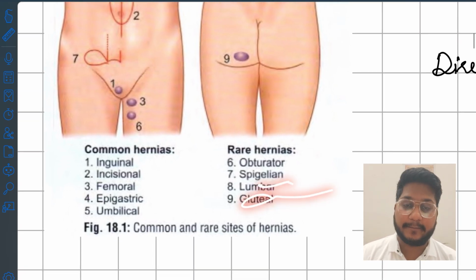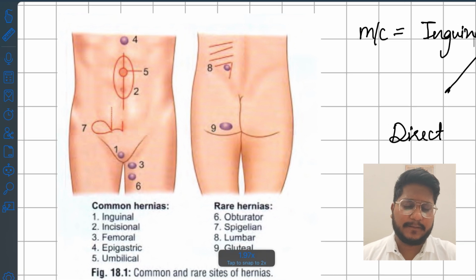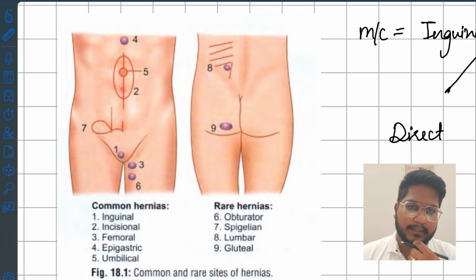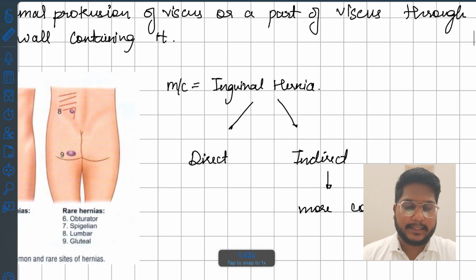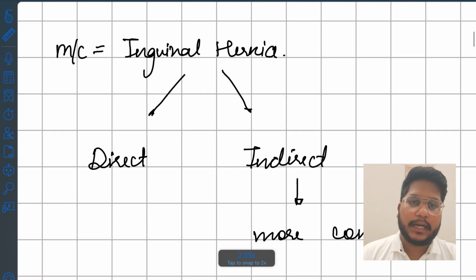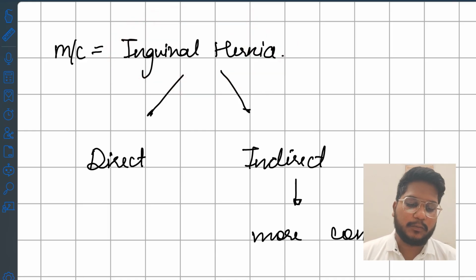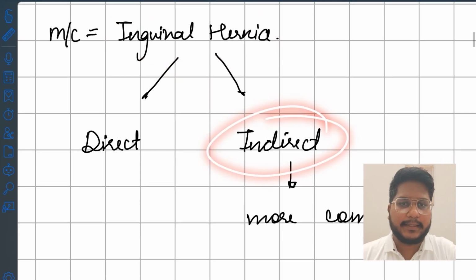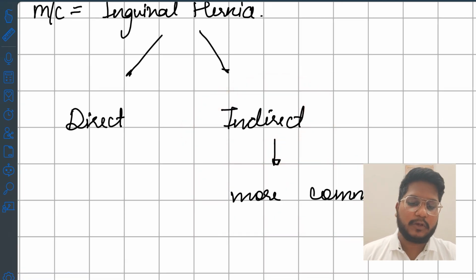This image is taken from the SRB. All the stuff in this is taken from the SRB, and some minor stuff is taken from the Bailey and Love. Next, the common types of hernia. The most common type of hernia in male is inguinal hernia, and out of that as well, indirect is more common at age group of 40 to 60 years, and also direct is there, but still indirect is more common. Now we'll discuss the etiology.